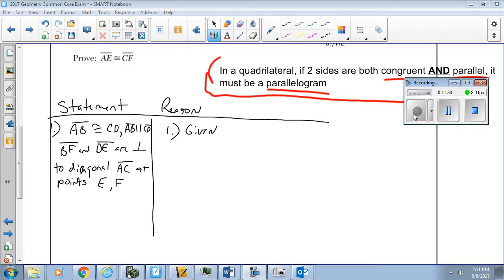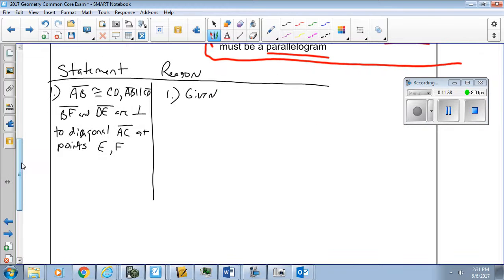So let's see. The first thing I'm going to say, after you write down the given information, is that quadrilateral ABCD is a parallelogram. You probably get a point just for this. Remember, this is a 6-point problem.